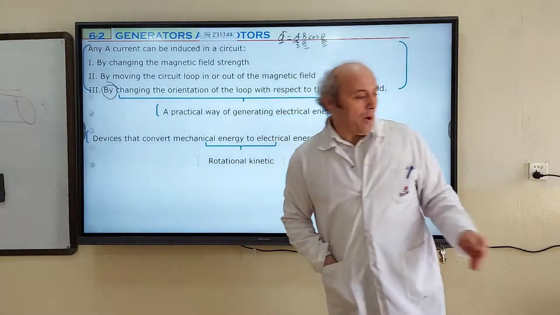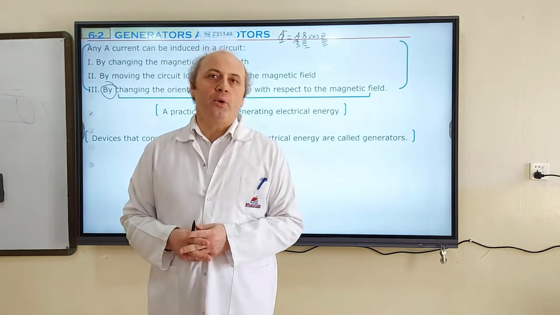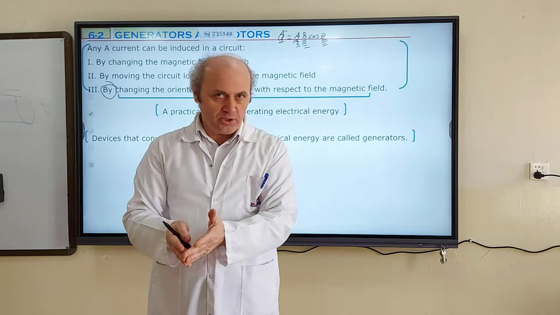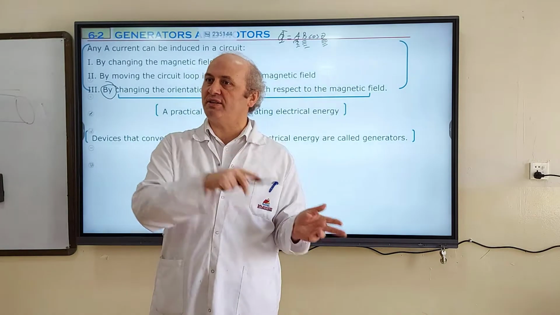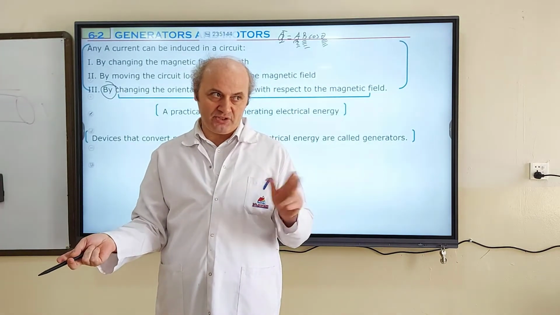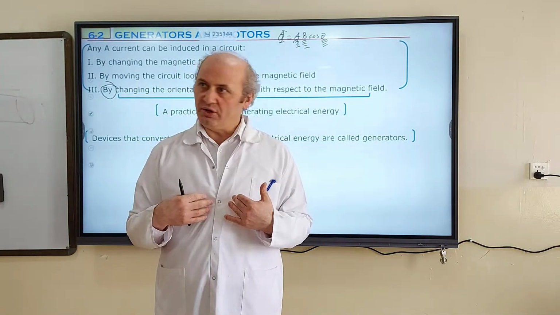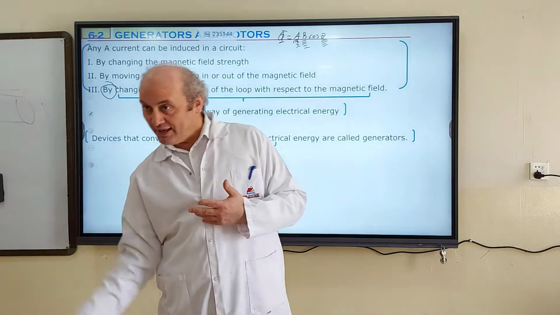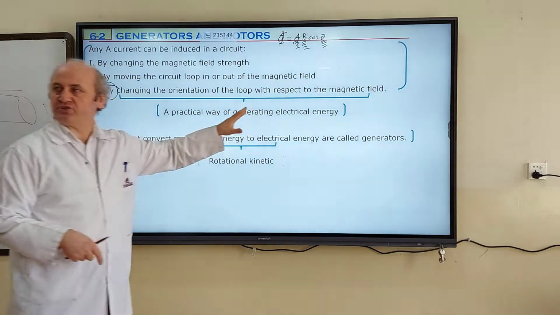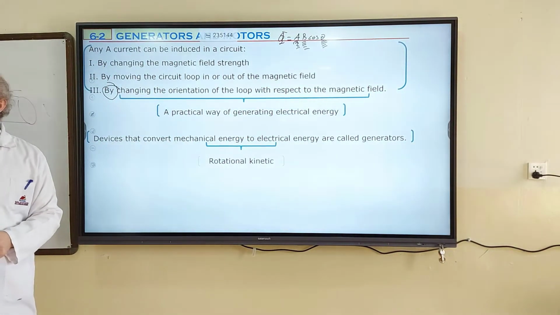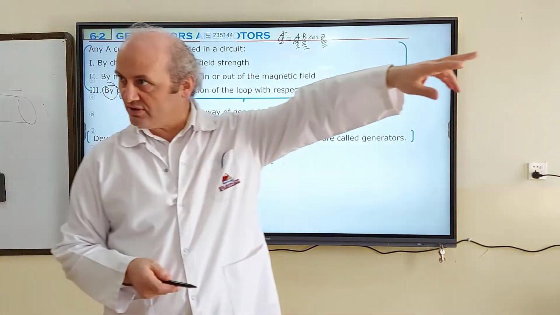So when we started chapter 6, I told you that in chapter 5 we give electric current to a conductor, and the conductor experiences a force, the conductor starts moving. In chapter 5, section 3, we converted electrical energy to mechanical energy. But in 6.1, we put the conductor inside a magnetic field, we got electric current. In 6.1, we converted mechanical energy to electrical energy. So generators are the devices which convert mechanical energy to electrical energy. We get electrical energy from generators out there.